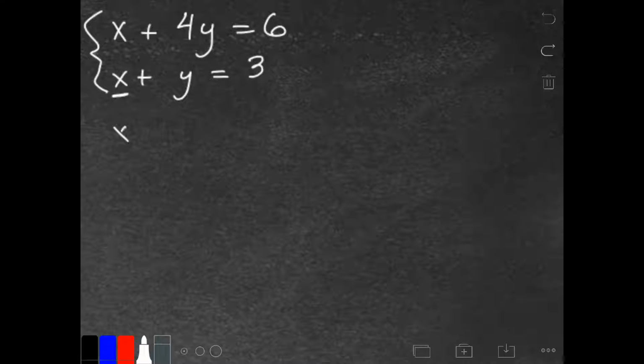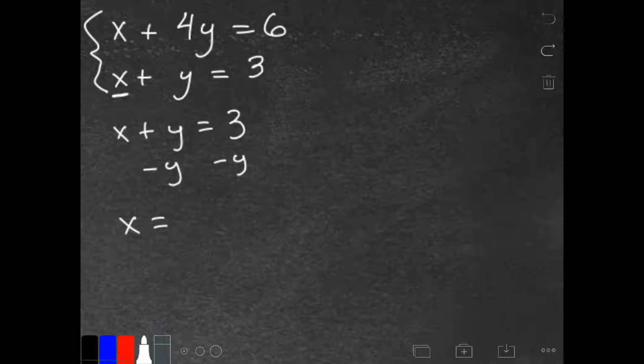So I'm going to rewrite x plus y equals 3. And I want to get x by itself. Well, we have x plus y, so let's subtract y to get x equals, well, can I do 3 minus y? No. Those are not like terms, so I'm just going to write 3 minus y. Now I have a variable by itself. I can go ahead and take that 3 minus y and substitute it into the first equation.